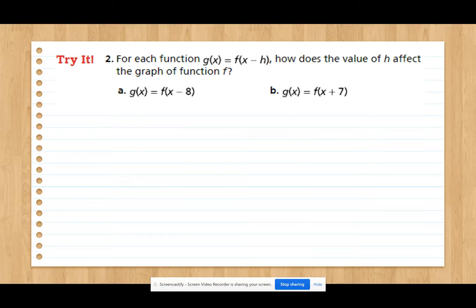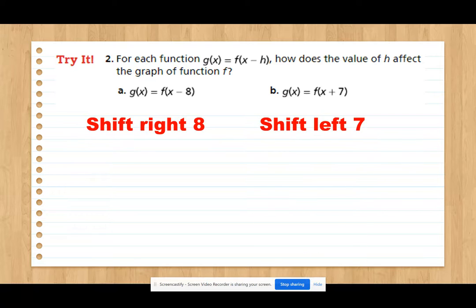Go ahead and pause your video, and I want you to tell me, how does the h value affect these two graphs? Okay, so again, pretty easy. If you are subtracting 8 and it's touching the x, it's moving along the x-axis, it's going to move right 8. Okay, and then for the second one, they're adding 7, so that is going to move left 7.